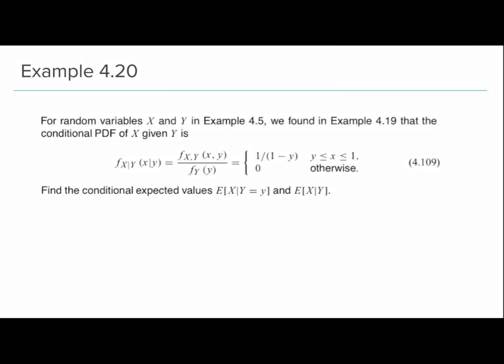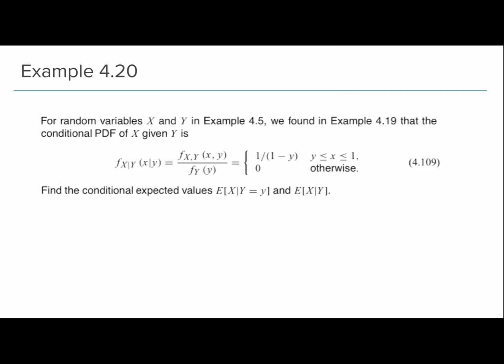So let's move forward with the next question, which is example 4.20. And the question says, for random variables X and Y in example 4.5, we found in example 4.19 that the conditional PDF of X given Y is f of x given y equal to f of x comma y divided by f of y. So what this basically says is that the conditional PDF is equal to the joint PDF divided by f of y, which is equal to 1 upon 1 minus y for x greater than or equal to y and less than or equal to 1, and 0 otherwise.